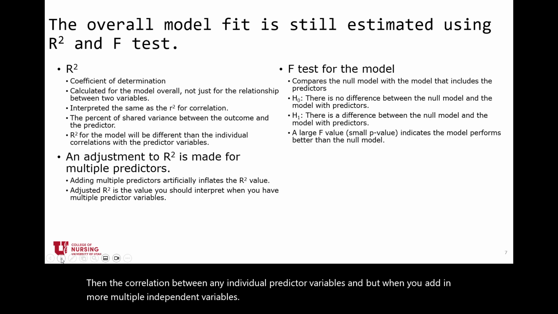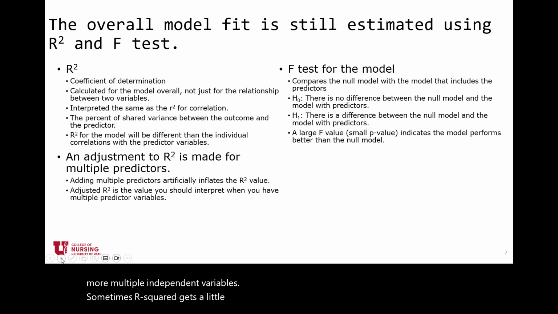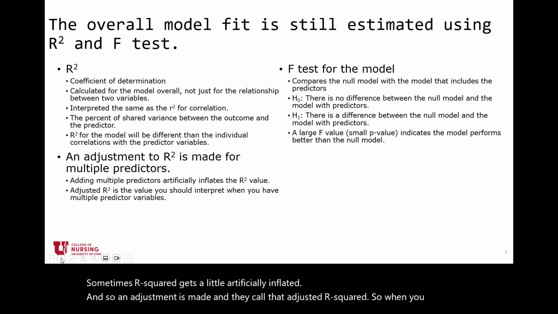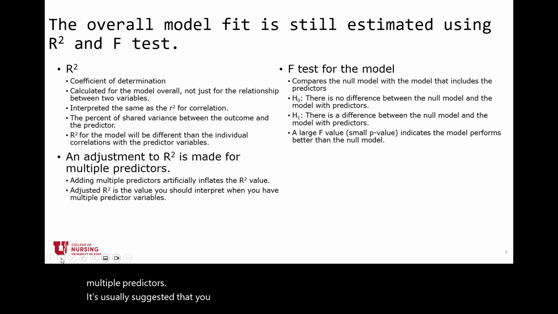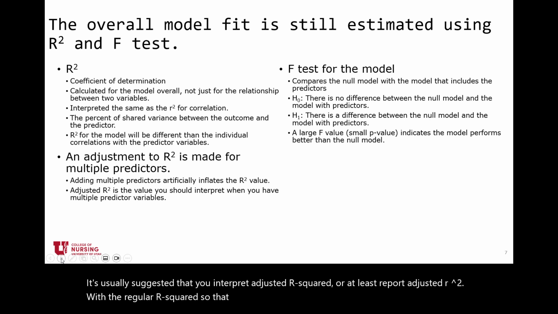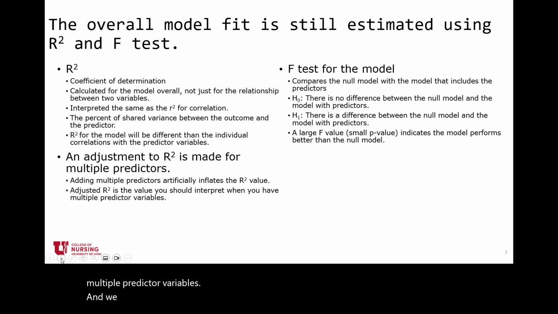But when you add in multiple independent variables, sometimes R squared gets a little artificially inflated, and so an adjustment is made, and they call that adjusted R squared. So when you have multiple predictors, it's usually suggested that you interpret adjusted R squared, or at least report adjusted R squared with the regular R squared, so that people know what the adjustment would be for having multiple predictor variables. And we still test the model using an F test.